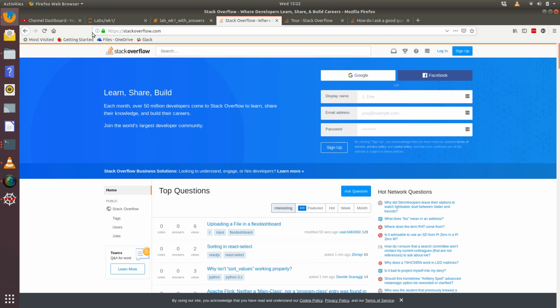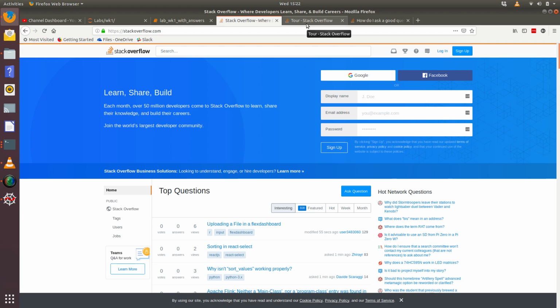It's probably the most heavily used programming problem site on the internet. If you type any sort of programming problem into Google, for example, probably one of the top, if not the top two or three hits will be from stackoverflow.com. It's where you probably find all of your answers. So it's quite an interesting site.